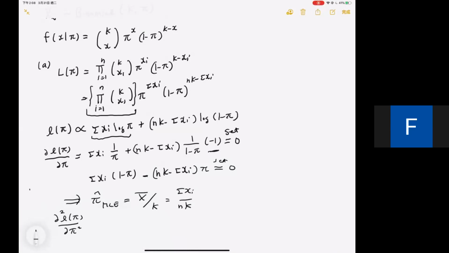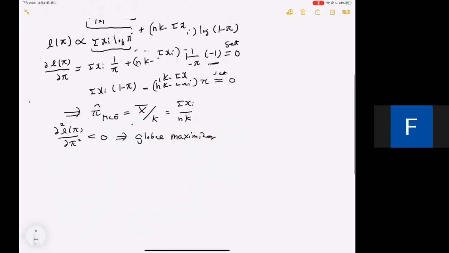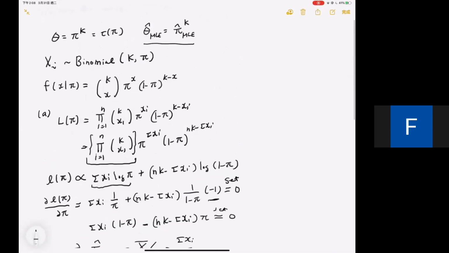I keep saying that you use the second derivative to show that it's smaller than 0, so that you will find this is a global maximizer. So that's part A. Again, you find pi hat MLE, then you find theta hat MLE.